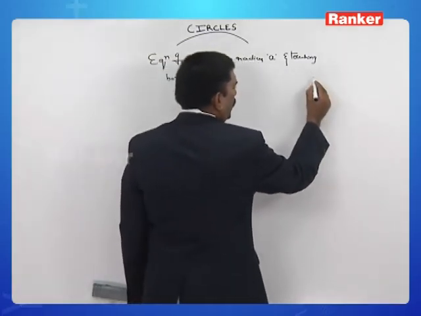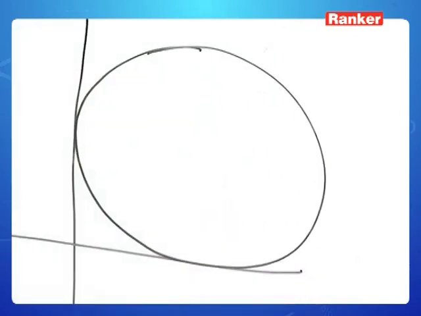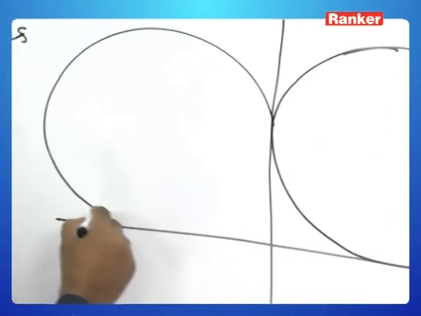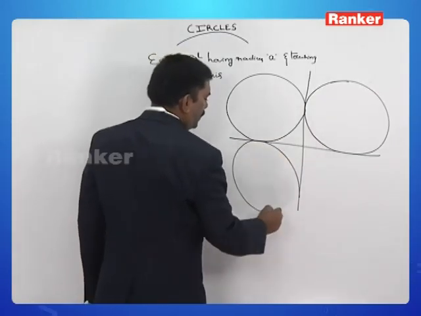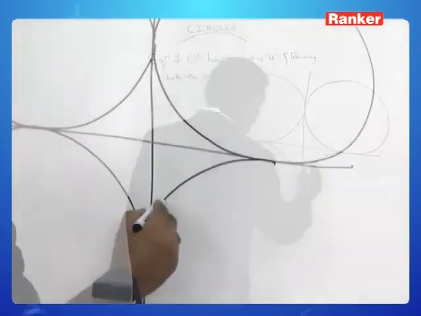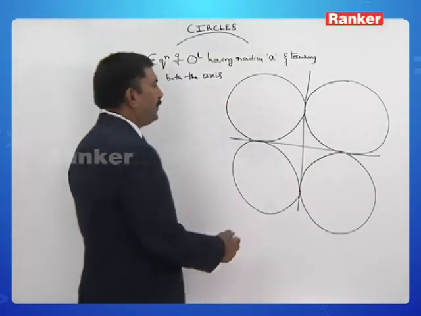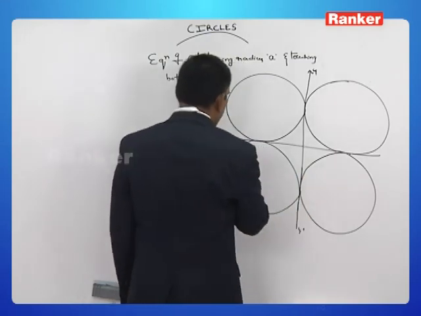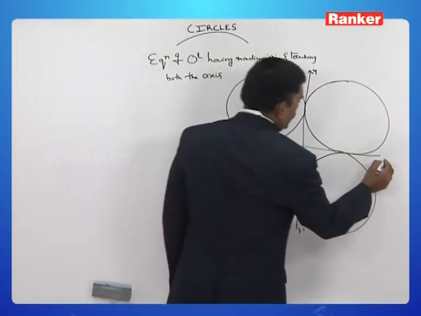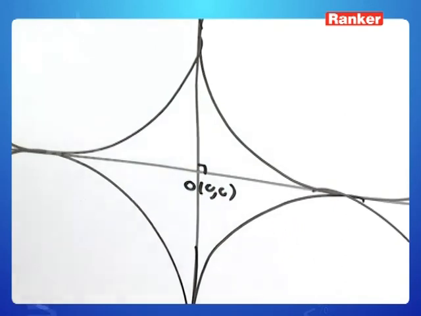How is this? If I draw it like this, this is the circle touching both the axes, maybe in the second quadrant, maybe in the third quadrant. This is the y-axis, this is y dash, this is x dash, this is x. Now this is the origin O of 0, 0.